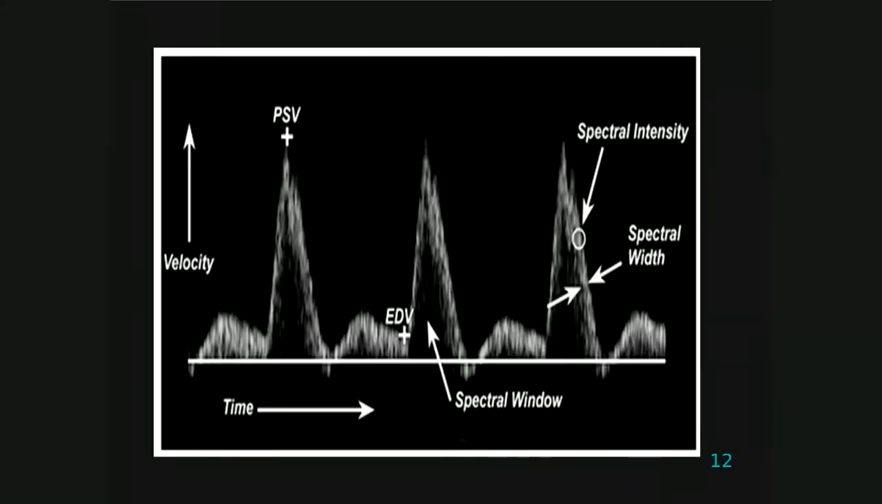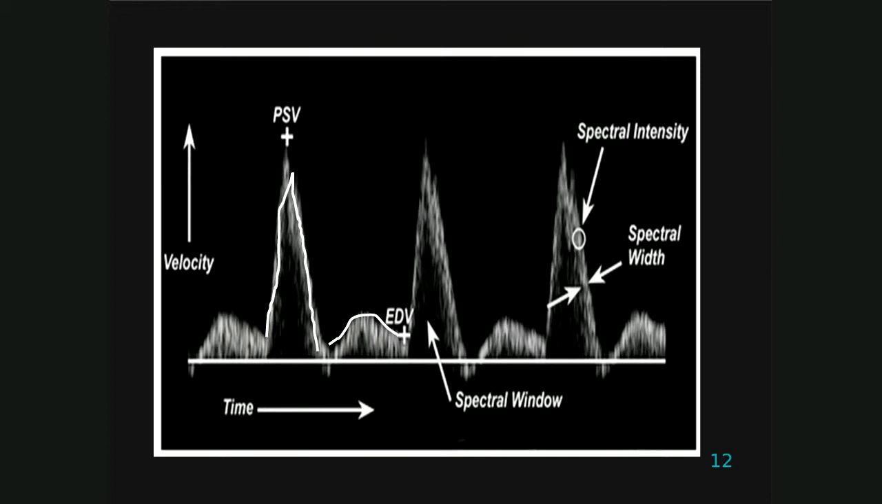These are some parts of a waveform that you might want to get familiar with early on. They label this peak systolic velocity because this is the systolic phase here, and that's the peak velocity during systole. This is the diastolic phase, and EDV stands for end diastolic velocity. It's the velocity at the very end of the diastolic phase.